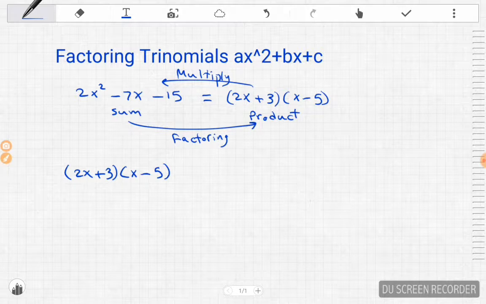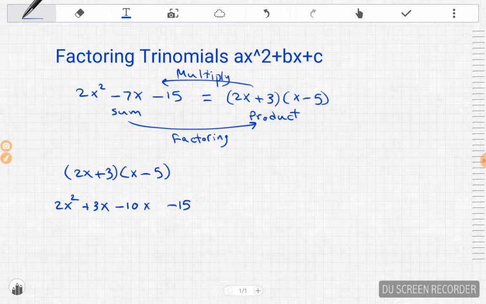I'm going to use FOIL. Multiply first times first: 2x times x gives me 2x squared. And then multiply last times last, leaving a little space here. Positive 3 multiplied by negative 5 gives me negative 15. And then I will multiply the inner: 3 times x gives me positive 3x. And then multiply the outers, which is 2x multiplied by negative 5, and that gives me negative 10x. So now I have 4 different terms.